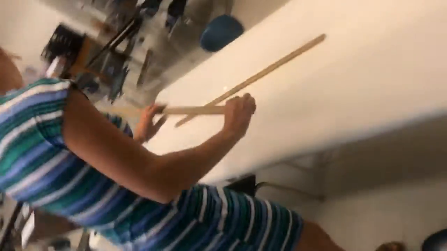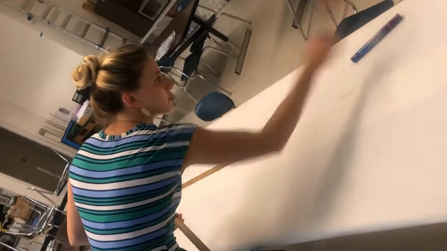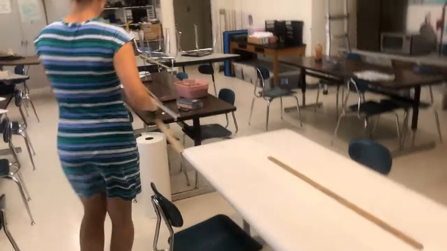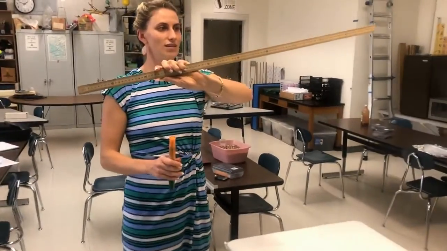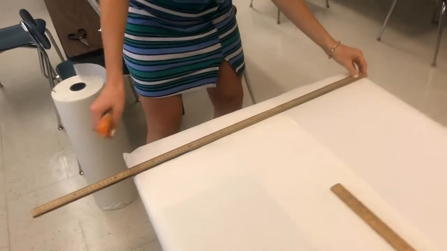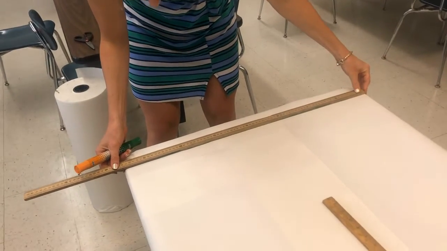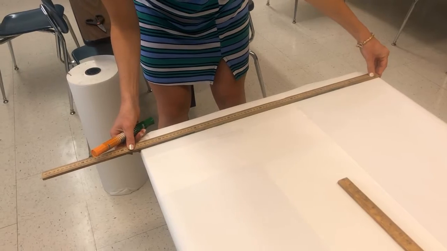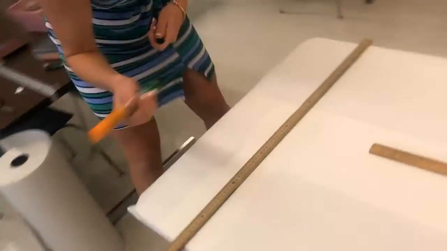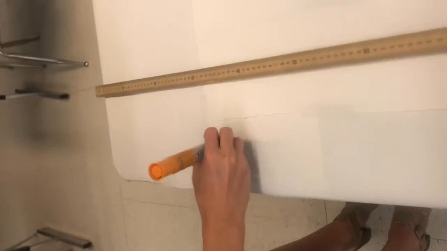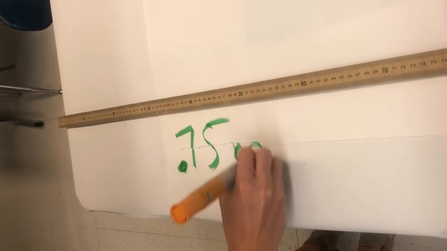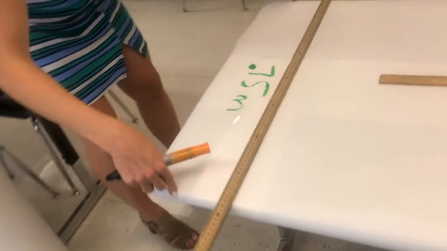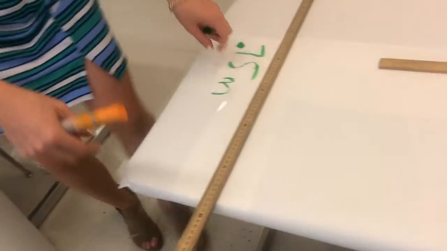So the first thing I'm going to do is measure this over here with a meter stick. I'm going to measure from here to here. I get 0.75 meters. And I measured from this point, just because the edges are curved.